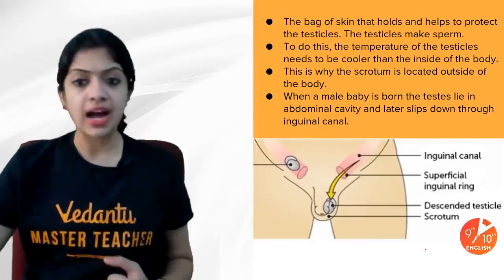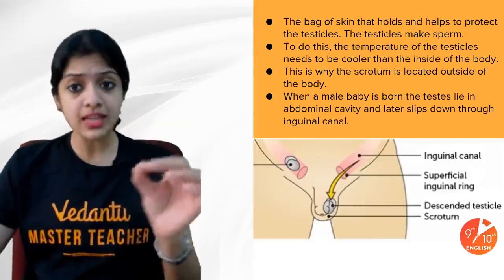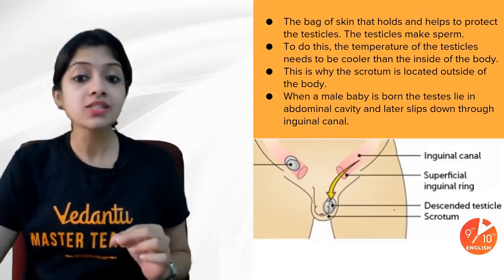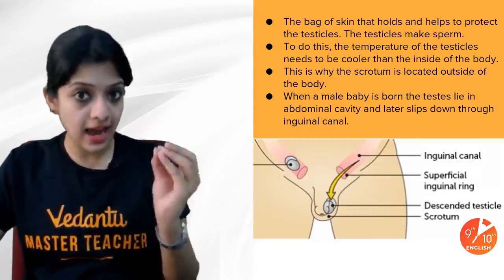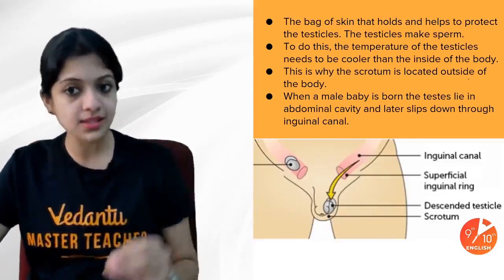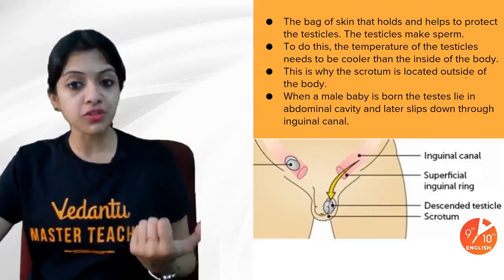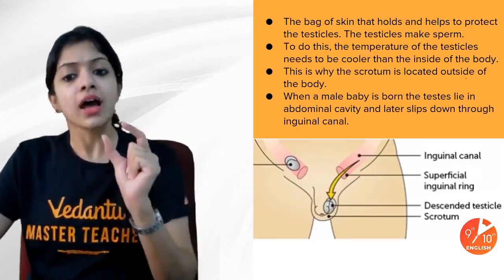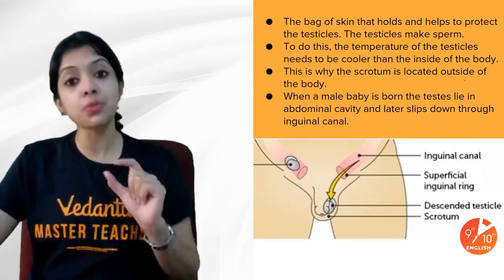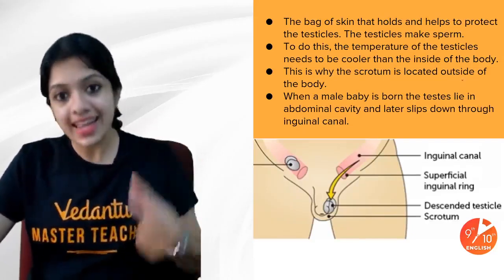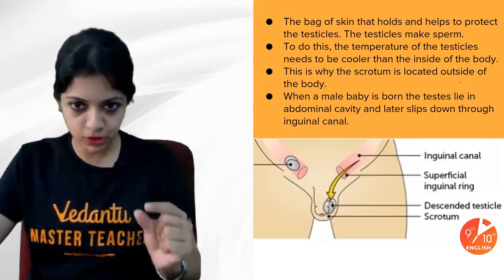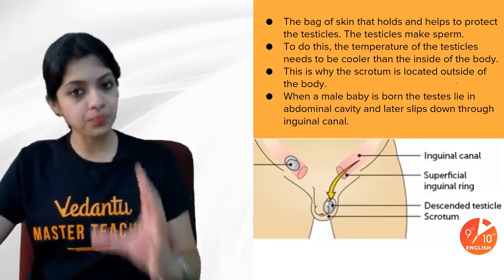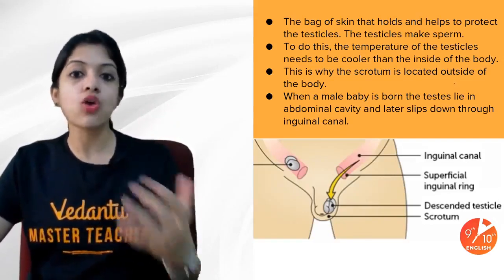So this is basically the answer. The bag of skin that holds and helps to protect the testicles is what we call the scrotum. The testicles are the organs which make sperm, and to make sperms, the temperature of the testes needs to be cooler than inside of the body. The optimal temperature for sperm production is roughly 2 to 3 degrees Celsius less than the normal body temperature. To make this happen optimally, the scrotum is located out of the body.